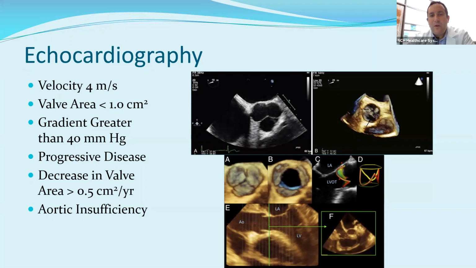And if people are undergoing echo and showing that their valve is progressing very quickly, that may be another reason for us to intervene earlier. Anybody whose valve decreases in size by more than half a square centimeter per year is a candidate for intervention or surgery. Another important thing we can see on the echocardiogram is aortic insufficiency, or leaking of the valve. We'll talk a little bit more about that in a bit.